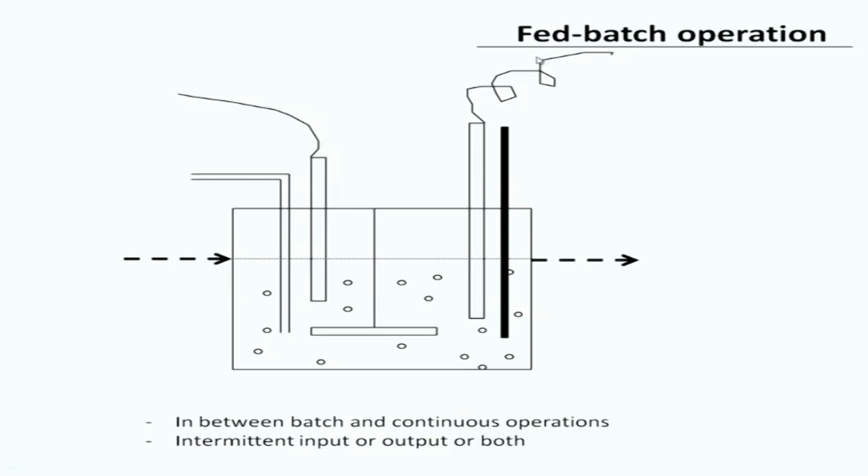You may not even remove anything, or you could remove some part of the broth, the reacting broth intermittently, that could happen, or you could do both. You could add intermittently and remove intermittently, and any of these kind of operations is called a fed batch operation, and there are various reasons.